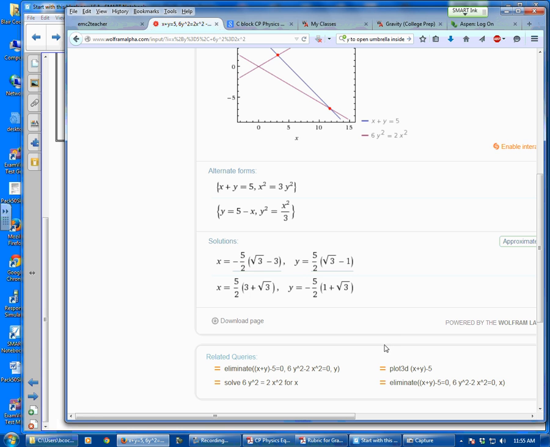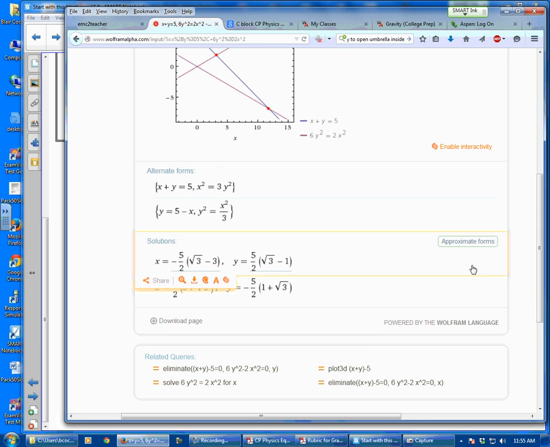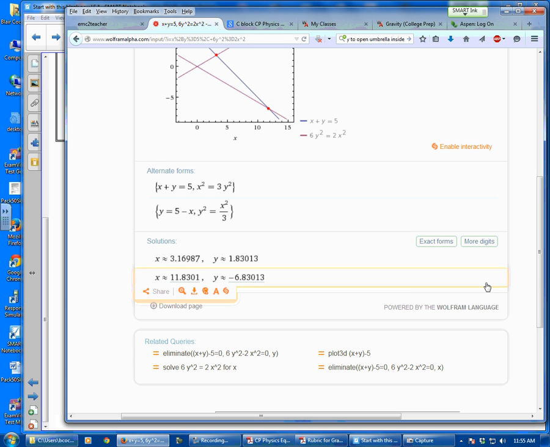They give it to me in exact form because they're mathematicians. If you look in that box, there's a thing that says approximate forms, which is what makes the rest of us happy. And I get negatives and positives. I'm going to go with the two positive solutions because the negative is just a factor of the math, not a factor of the physics. So I got x is 3.16987.